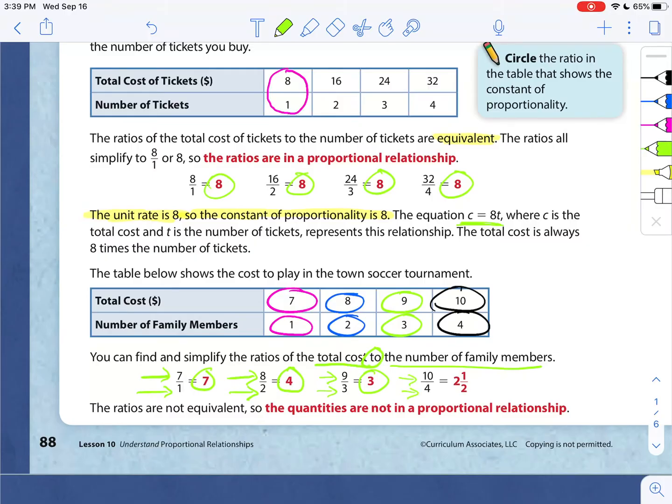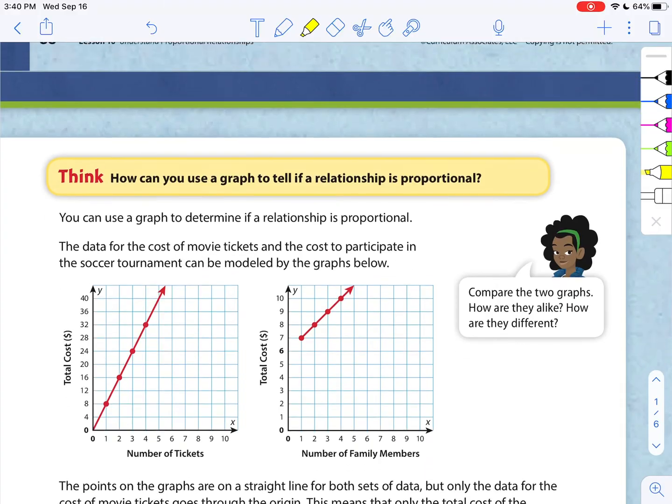And then our last one, $10 for 4 family members. 10 divided by 4 doesn't divide evenly, but can simplify to 2.5. So all of these ratios simplify down to something different. So we can say these ratios are not equivalent. So the quantities are not in a proportional relationship. When we divide these ratios out or simplify them, they must equal the same thing, or they are not a proportional relationship. Let's look at what this might look like on a graph.